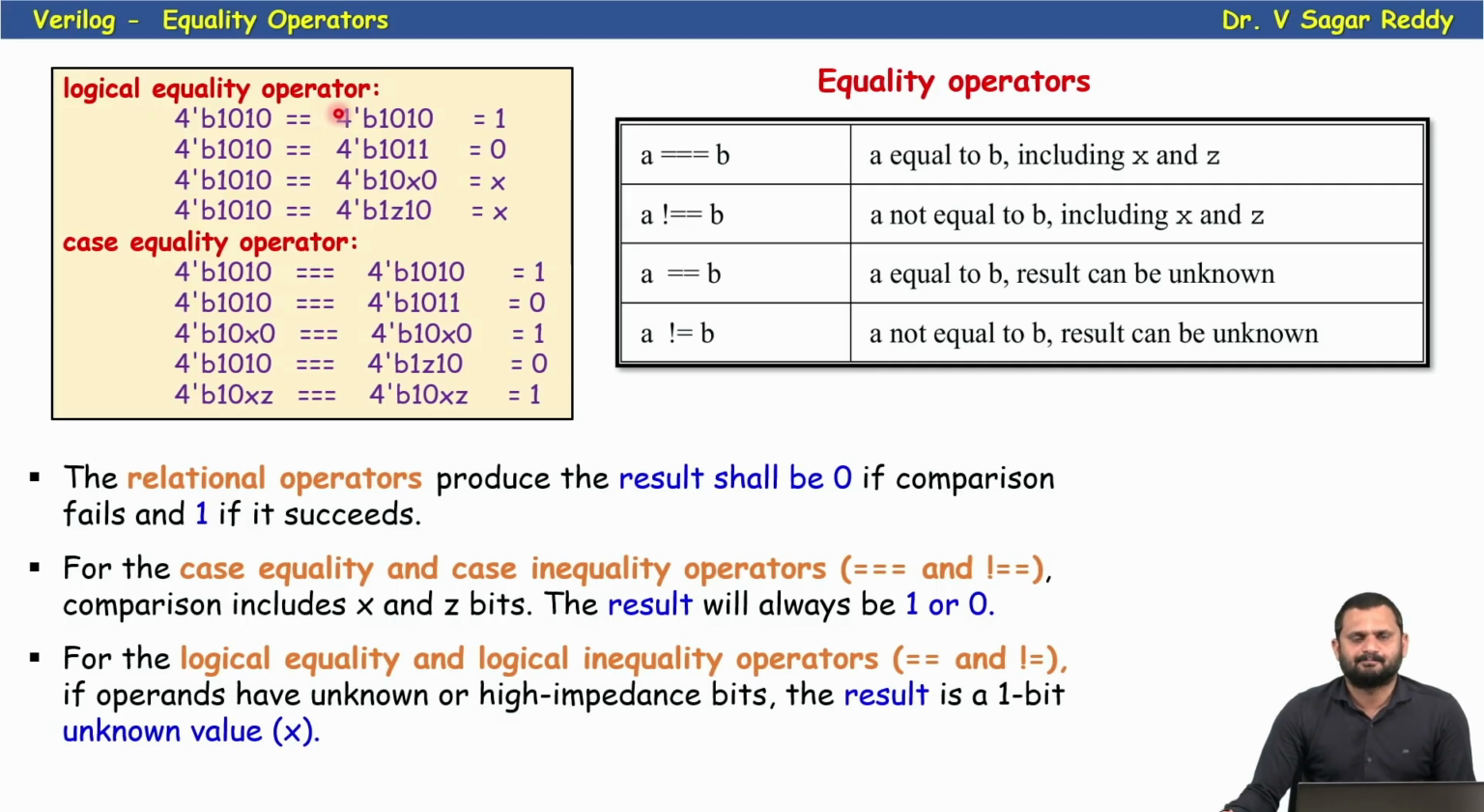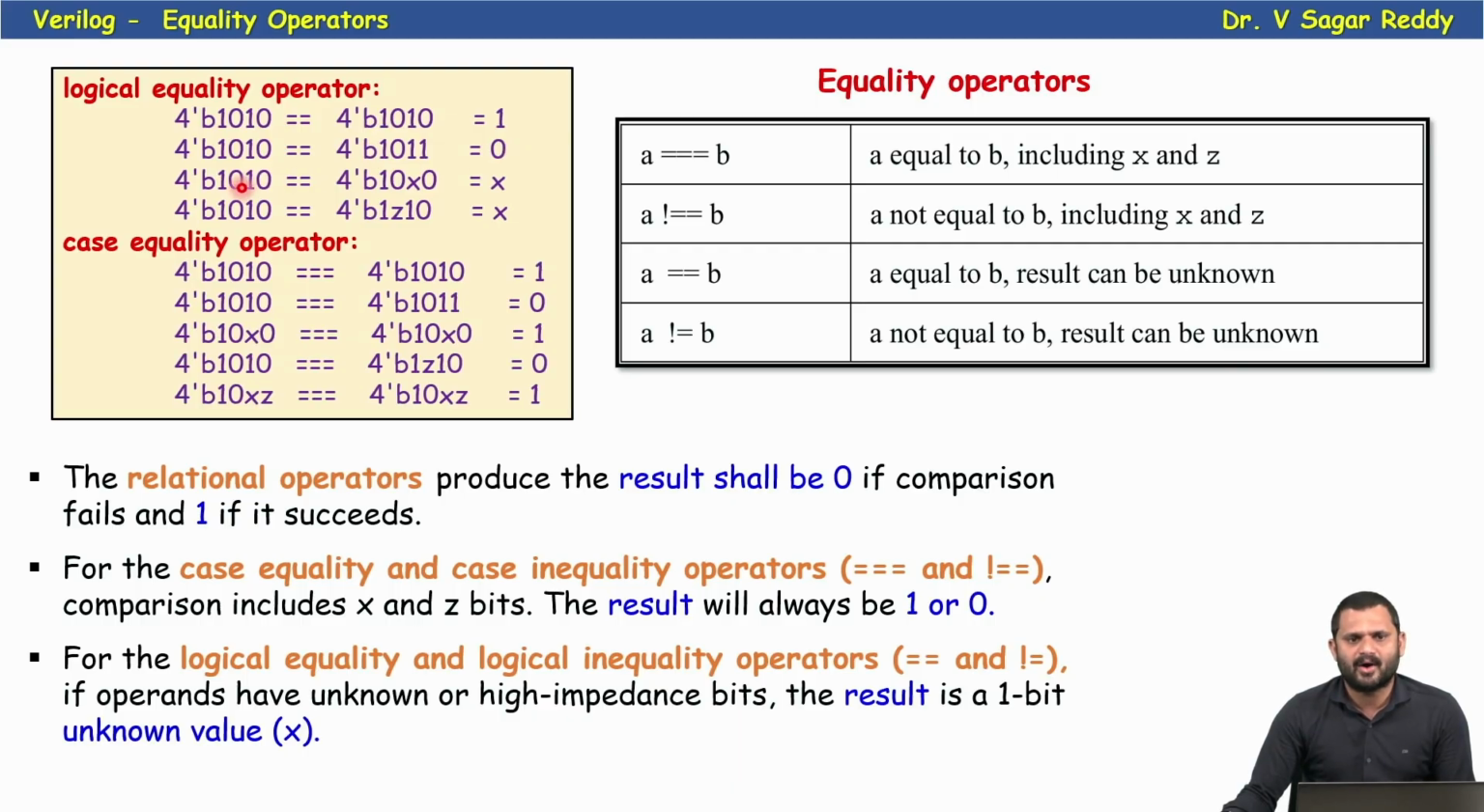Logical equality operator. Here 4'b1010 equal equal 4'b1010. It is a logical equality. So here we are comparing the first bit 1 and 1, second bit 0 and 0, third bit 1 and 1, yes or no, 0 and 0. So all 4 bits match, the output is 1 here. Now in this example, the first bit is 0, the first bit is 1. Here they are not matching, both are not equal, the output is 0.